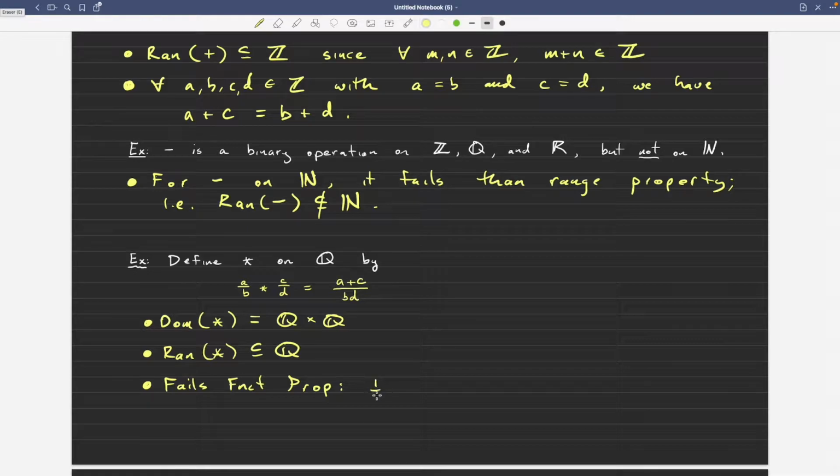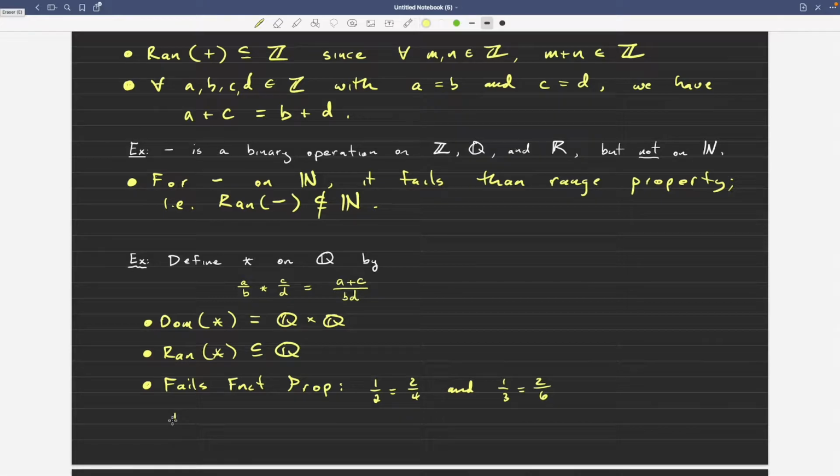We know that 1/2 is equal to 2/4, and we know that 1/3 is equal to 2/6. So I want to star things like this. I want to star 1/2 with 1/3 and see what I get, and then I'm going to star 2/4 with 2/6 and see what I get. I should get the same answer because I'd be starring equals with equals if it's a binary operation, but I think I'm going to get different answers here.